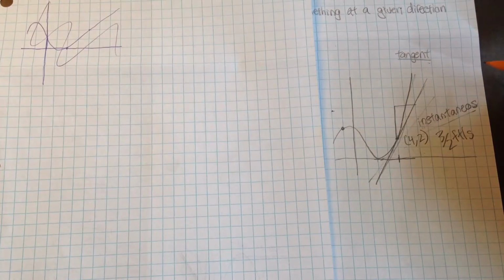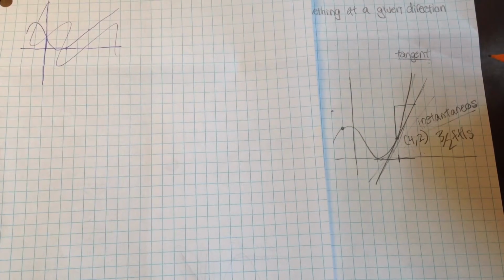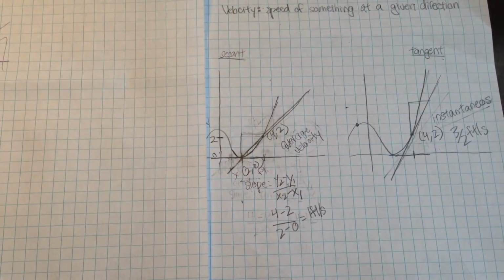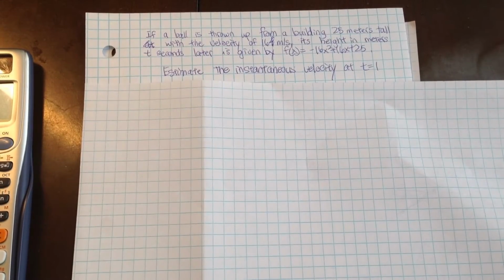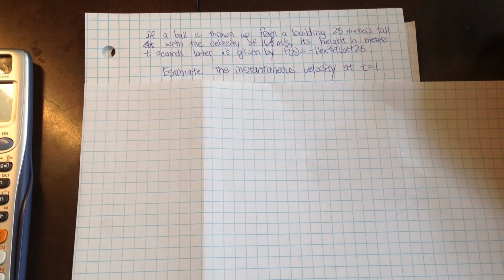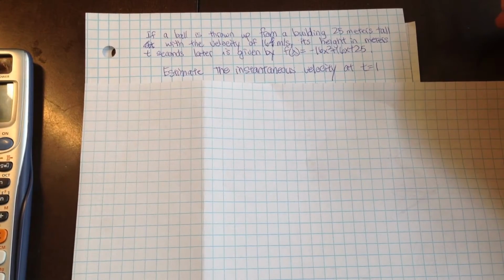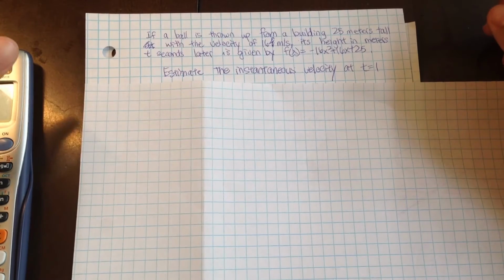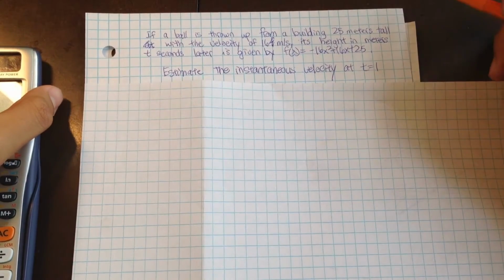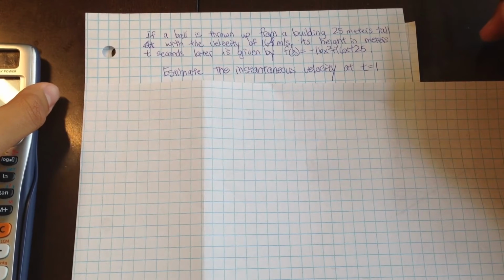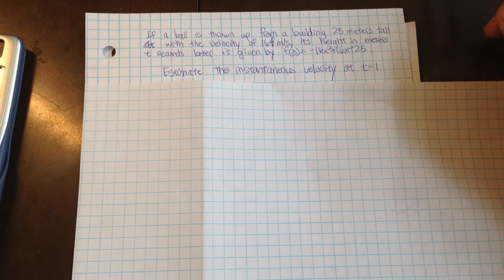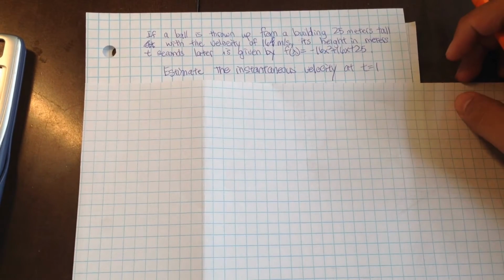So next, we'll be going over a couple of examples and be using these two concepts to find the velocities of certain equations. Okay, so for our first example, we have: if a ball is thrown up from a building 25 meters tall with the velocity of 16 meters per second, its height in meters t seconds later is given by the function negative 16t squared plus 16t plus 25. Estimate the instantaneous velocity at t equals 1.